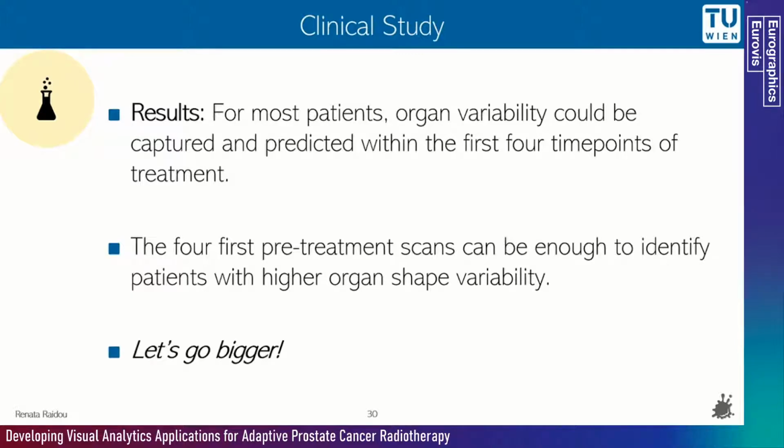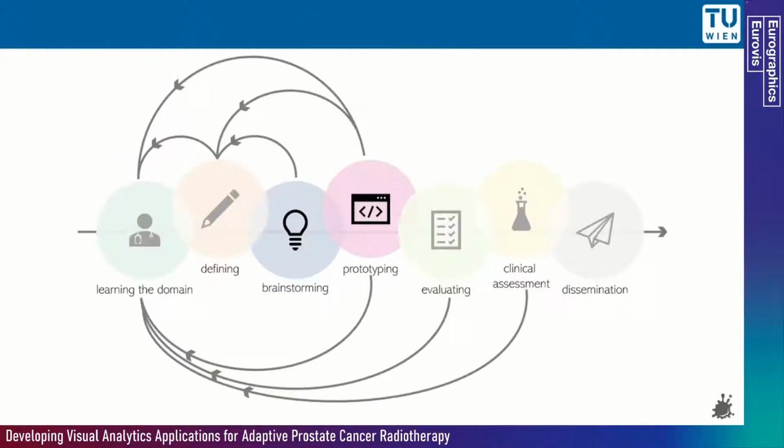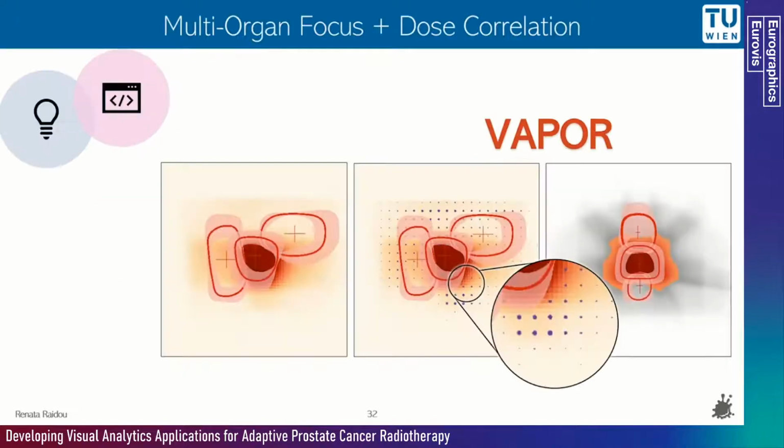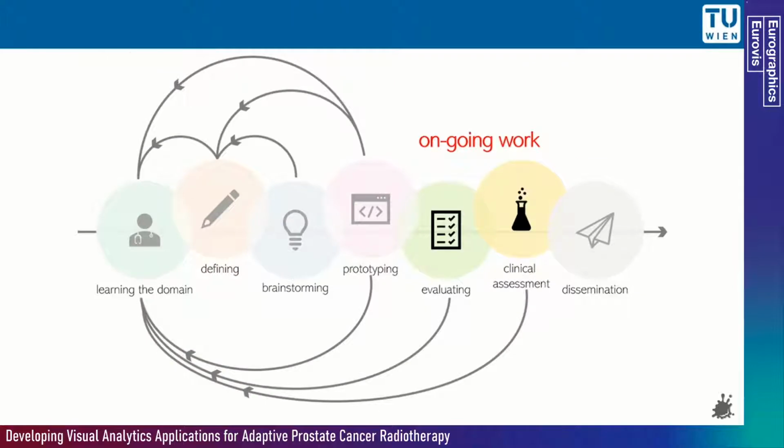So now it was time to go bigger again, and for this reason, we had to go back to our brainstorming prototyping phase, out of which VAPOR was created. The Pelvic Runner did not include functionality for assessing the impact of organ variability on dose distribution and toxicity risk, and the domain experts thought that this could be a promising and useful decision-making tool for radiation oncologists. So at this point, we added this functionality. This work is under submission right now, and the thorough evaluation and clinical assessment is actually ongoing.